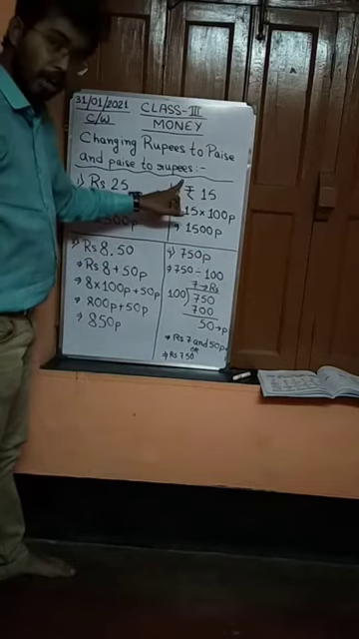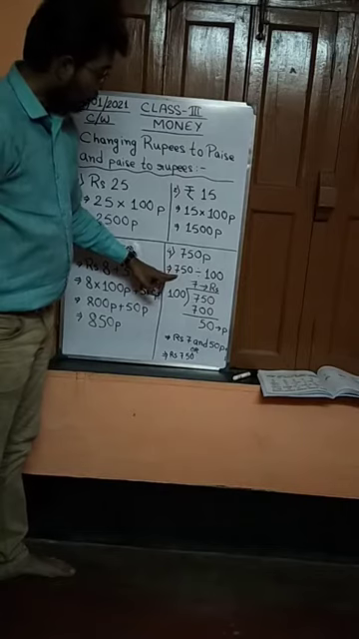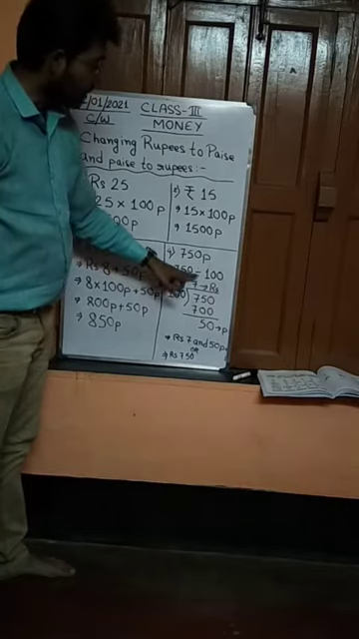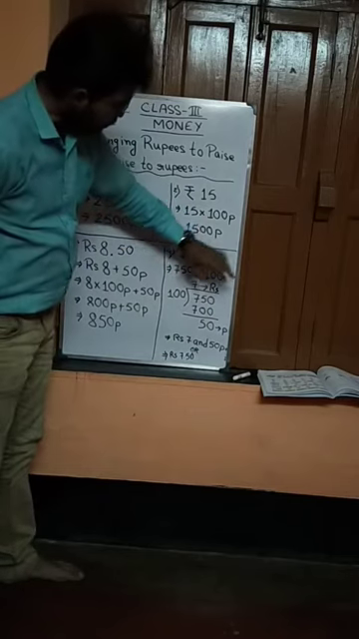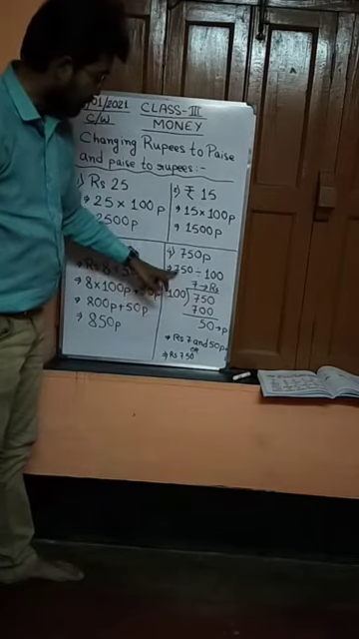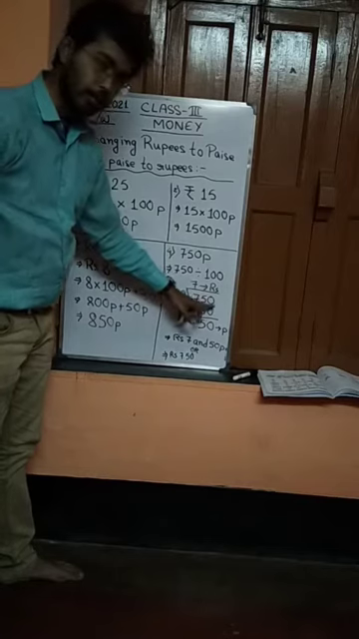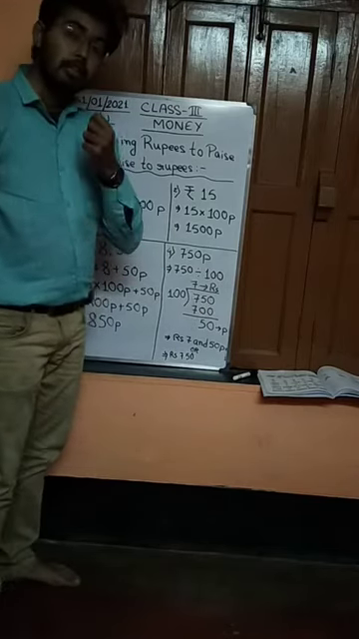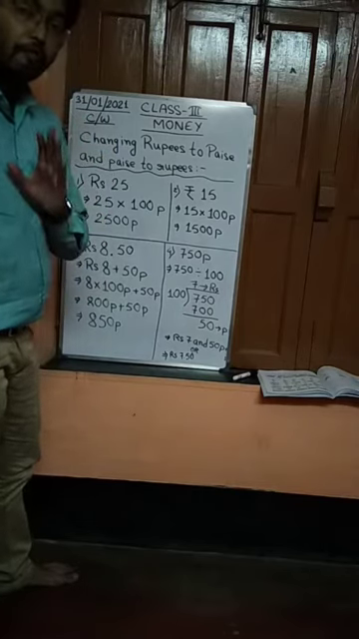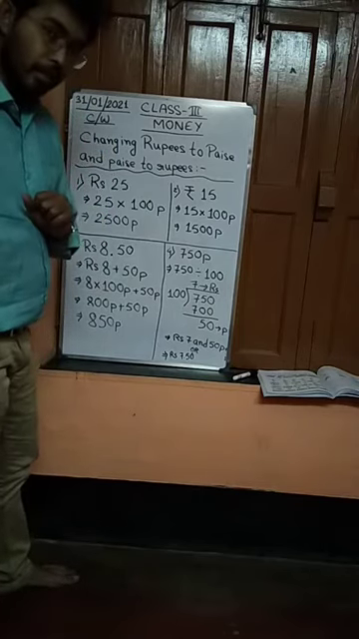So now I have to convert paise to rupees. So what I am doing is 750 paise divided by 100. So now students, 100 will be the divisor, 750 will be the dividend. Now we have to do the division as we have learned in our previous chapter, that is the division chapter.